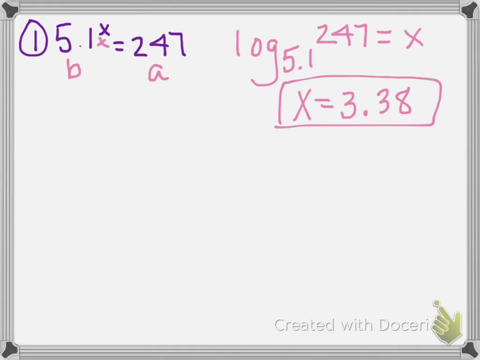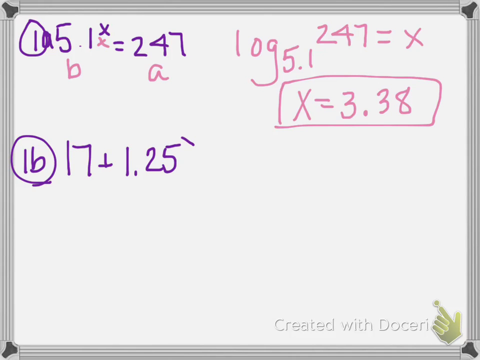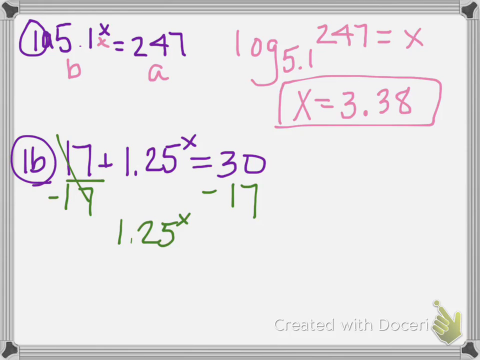I guess I should probably say it's 1a. Okay, now looking at 1b, we have 17 plus 1.25 to the x power equals 30. So again, I have close to what I had in number 1, but I have this 17 plus on the end here, so I want to get rid of that first. So I'm going to subtract 17, which gives me 1.25 to the x power equals 13.